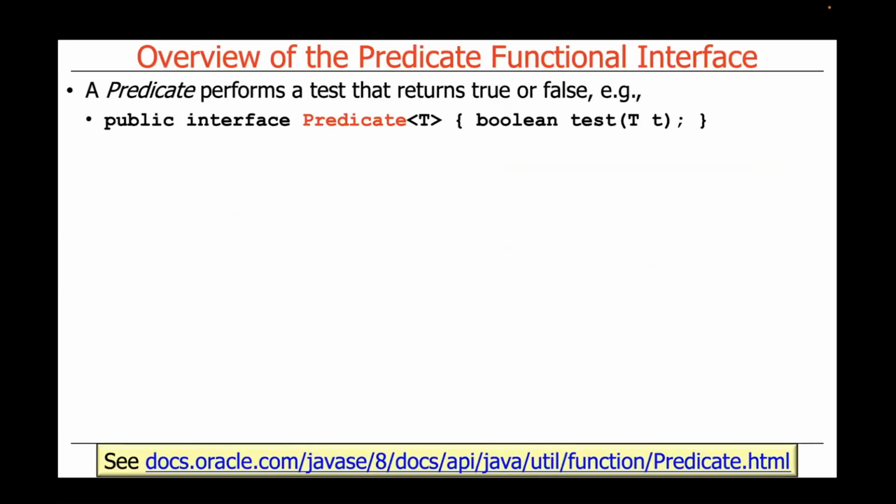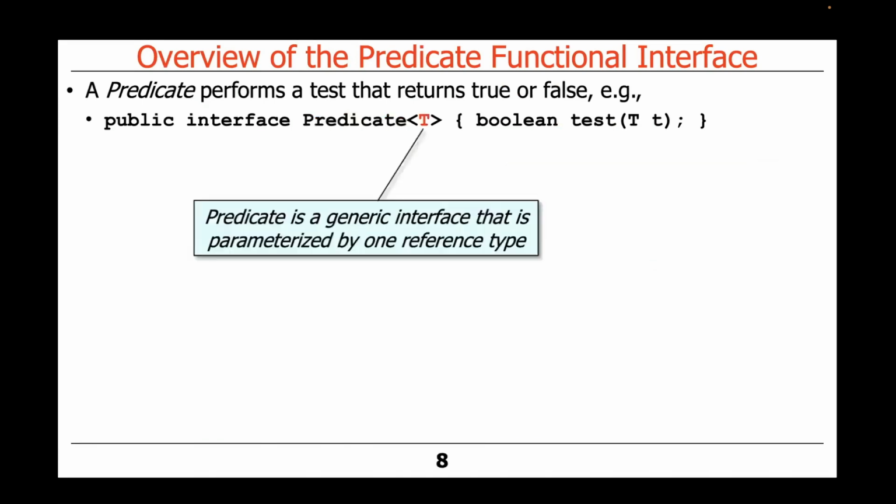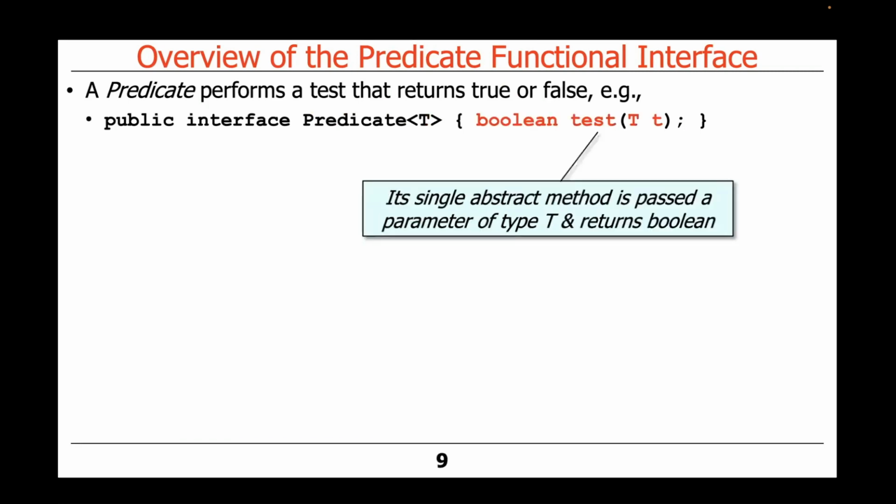So what is a predicate? A predicate is a functional interface that performs a test that either returns true or false. And you can see here that it's parameterized. It's a generic interface. It's parameterized by a single reference type. And that's the type that's passed to a method known as test. So there's a single method called test that takes something of type T.